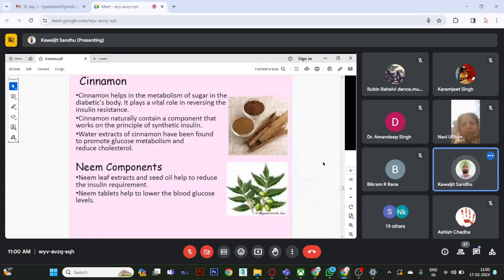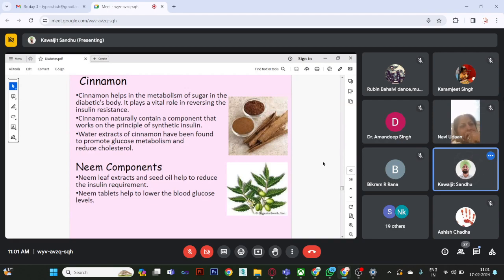Cinnamon, this has also been seen in reversing insulin resistance. So for those with type 2 diabetes, we can see some beneficial effects of cinnamon. So cinnamon can be incorporated in our diet. We can consume cinnamon, but we can also boil cinnamon and consume it in the form of a beverage. So it will definitely be helpful.